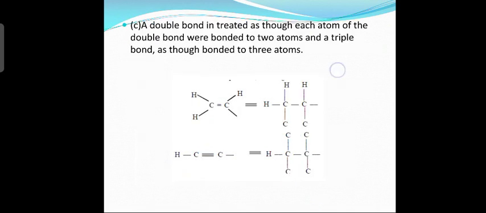Next, a double bond is treated as though each atom of the double bond were bonded to 2 atoms, and a triple bond as though bonded to 3 atoms. If you have a double bond, you consider it as if bonded to 2 other atoms. Here the carbon-carbon double bond is present, and the 2 other atoms are hydrogen; here also you can write hydrogen. Next, a triple bond, 3 other atoms. Here you can see carbon triple bonded to 3 others, here hydrogen, here carbon. So, any 3 other atoms.